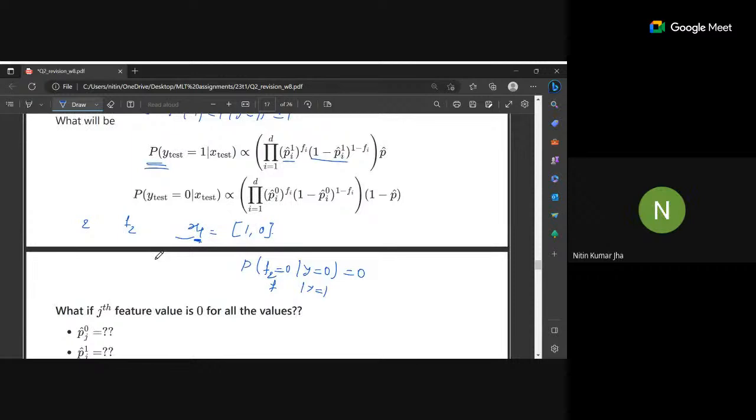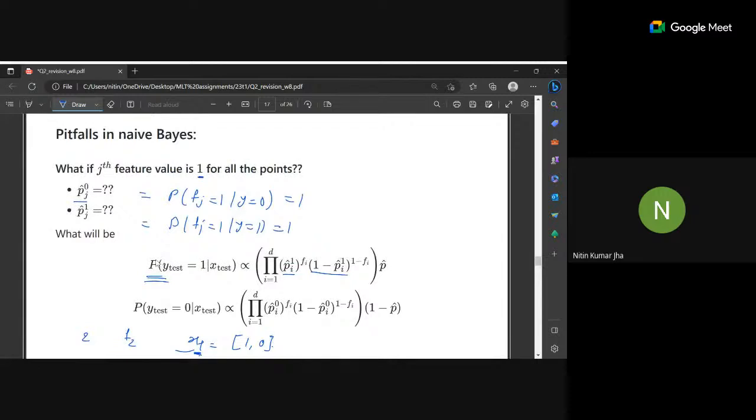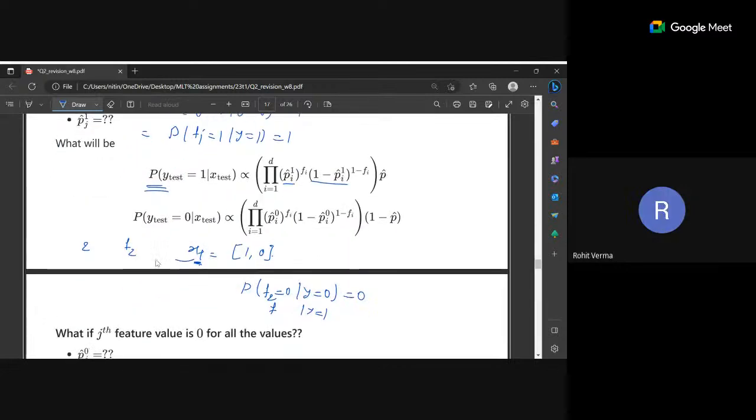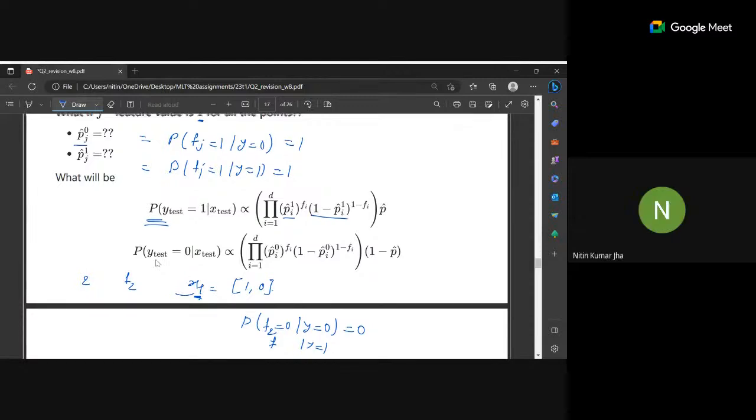Yeah, so someone was asking. Given both are equal to 1 for any data point where the second feature value is 0, right? What I'm saying is, in the training examples, the second feature value is 1 for all the training examples in the training data set, right? The question is: probability of f_j equal to 1 given y equal to 0, and given f_j equal to 1 and y equal to 1, both are equal to 1? Okay, so how will you estimate this probability?